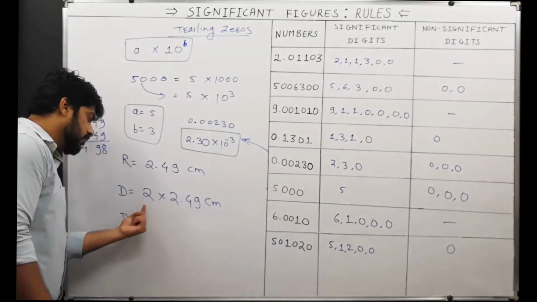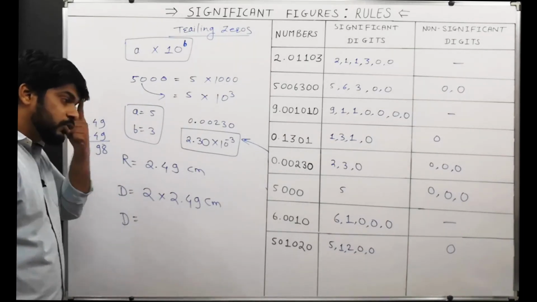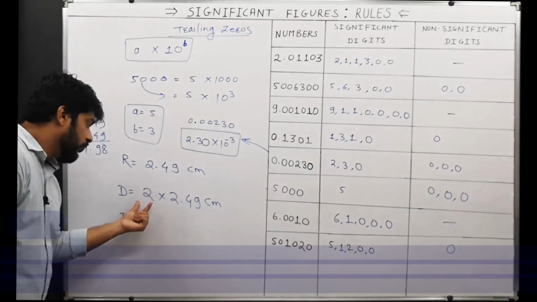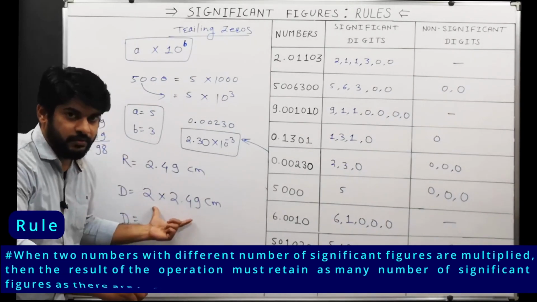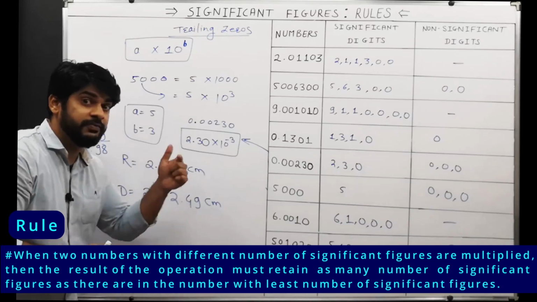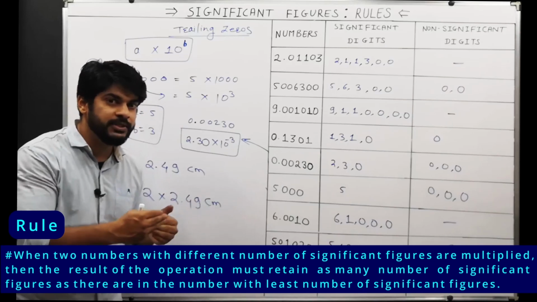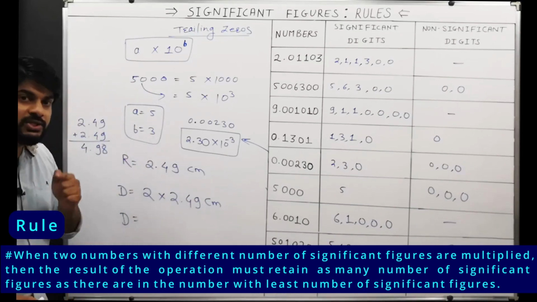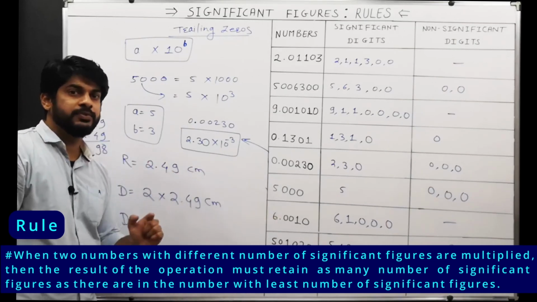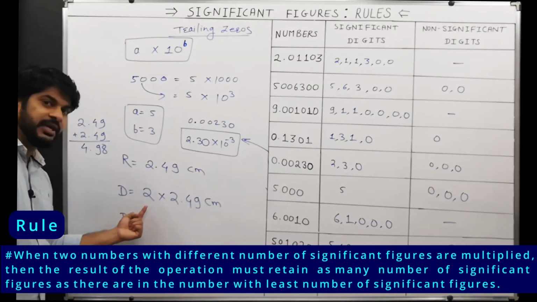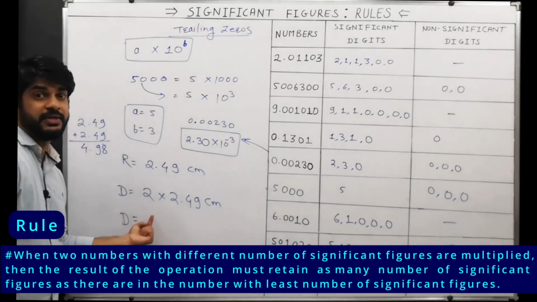But let's say we have a finite number, that is one significant figure. Now the rule says that when you multiply two numbers with different number of significant figures, then the result of this operation must retain as many number of significant figures as there are in the number with least number of significant figures.